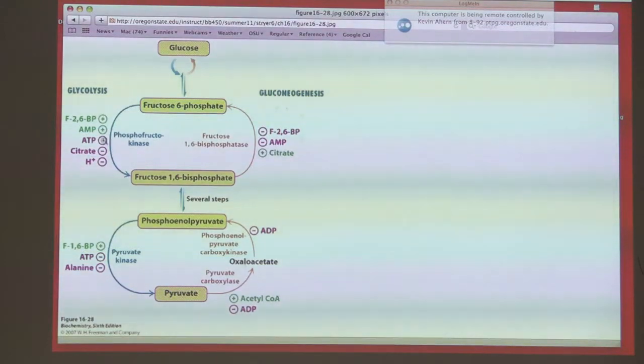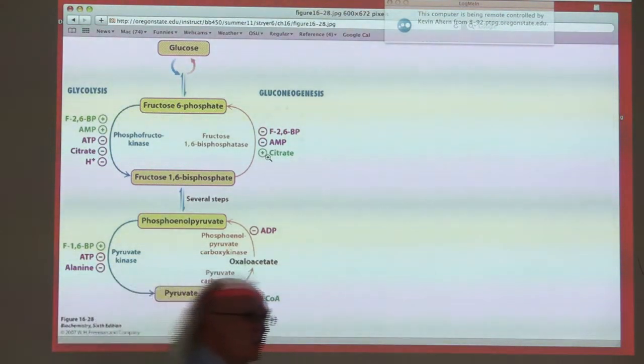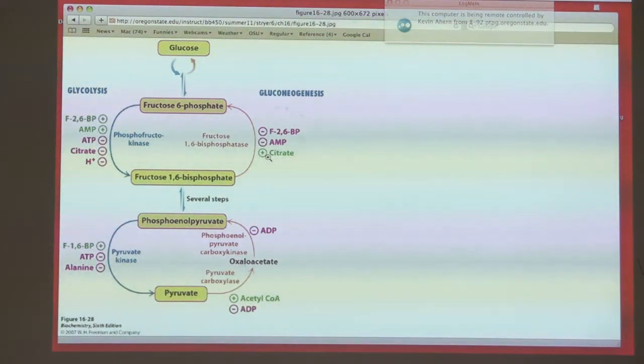Look at this guy. Here's AMP. Turned on PFK, turned off fructose 1,6-bisphosphatase. AMP, you recall, was indicating low energy. Cell wants to be breaking glucose down when it's got low energy. It certainly doesn't want to be making glucose, which is what it would be doing over here. Look at citrate. Turning off this guy, turning on this guy. These guys are what we call reciprocal regulators. They have opposite effects on catabolic and anabolic pathways.